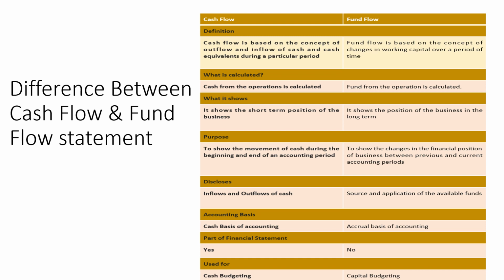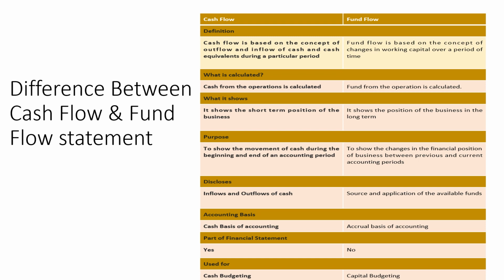Okay, and what is the purpose of cash flow and fund flow? First, cash flow is to show the movement of cash between the beginning and end of an accounting period. If it is an accounting year, then for the particular year it starts from the beginning date and ends at the last date. Whereas fund flow shows the changes in financial position of the business for the current year and the previous year. So we can get the changes over these two years, previous and current period.